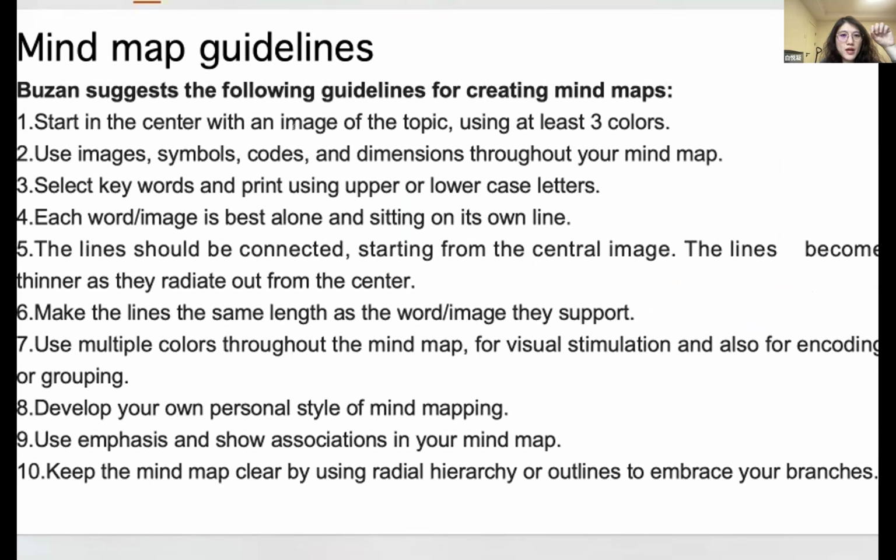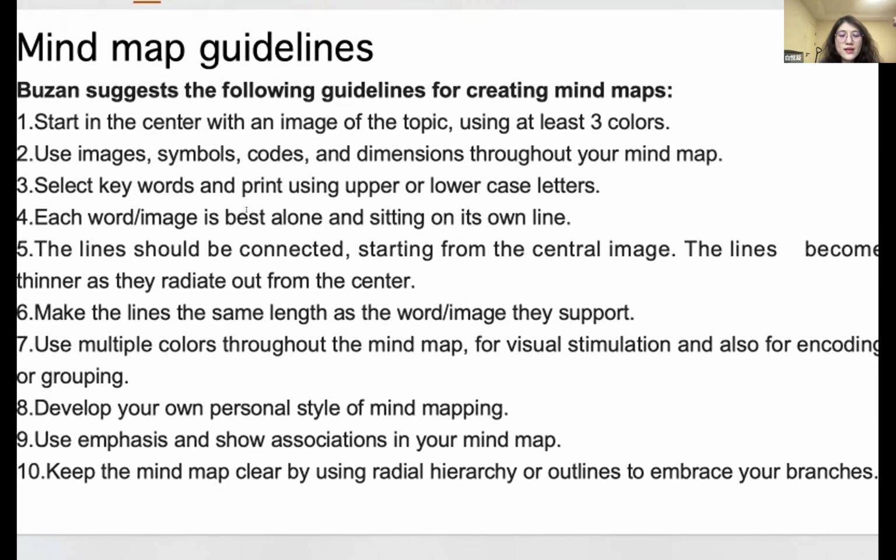When you create your mind maps, you can follow these guidelines, step by step. If you need, you can screenshot here as well. You just need to catch the key points. For example, you start at the center with an image and the topic, and don't forget, a mind map is a visual tool. Use at least three colors, which help you clarify the areas, and use more and more images. This is very important. Use symbols, codes, and dimensions throughout your mind maps.